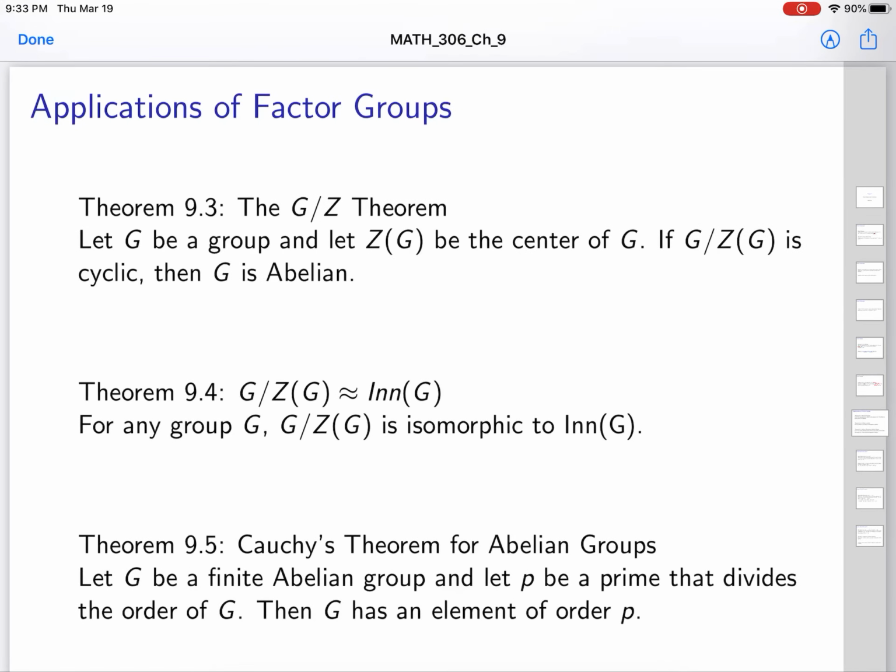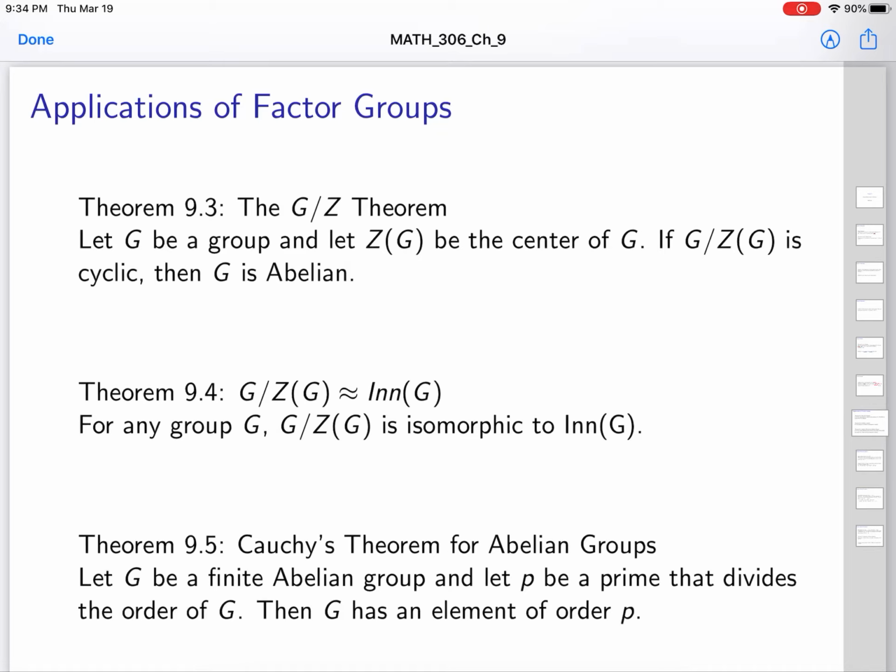From there, we're going to move into some theorems, and the rest of the chapter is going to be fairly theorem heavy. And so I'm just going to read through the theorems with you. Theorem 9.3: let G be a group and let Z(G) be the center of G. If the factor group of G by the center of G is cyclic, that means G is abelian. So this gives us a way of determining if G is abelian if we know something about the center of our group and the factor group of G by its center.